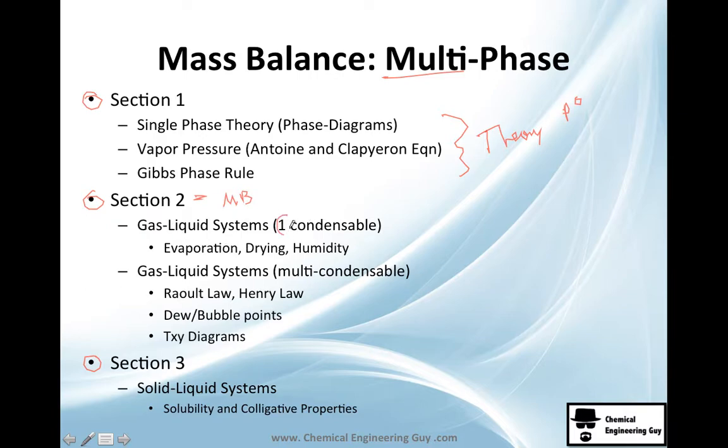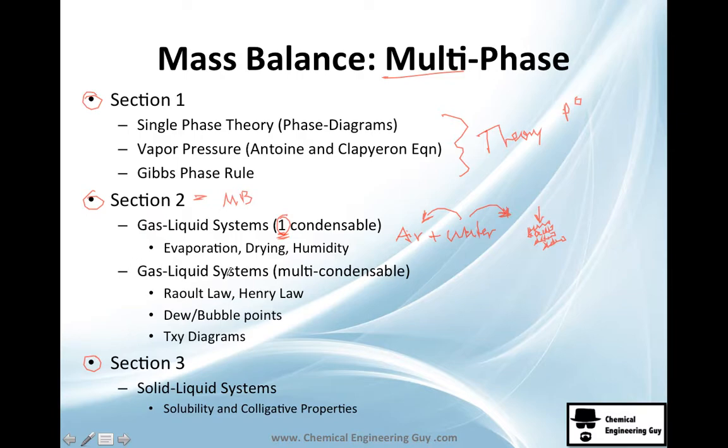There's only one component that condenses. For example, if we have air and water, normally water either evaporates in air or condenses. That's why your car in the morning normally has a few drops, because when you cool down air, water condenses. So this is what I mean by one condensable. Evaporation, drying, humidity processes. We're going to do mass balances.